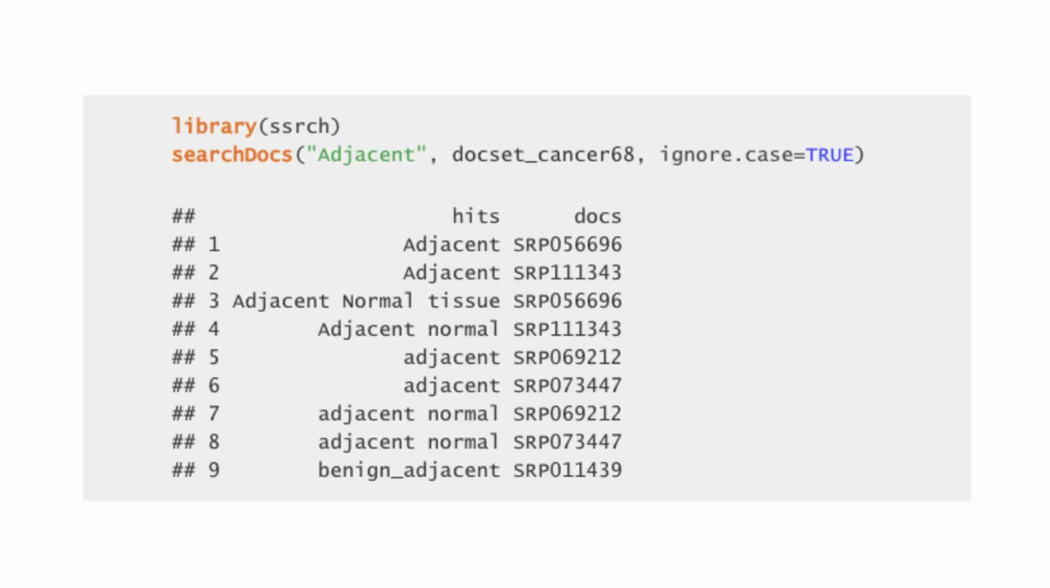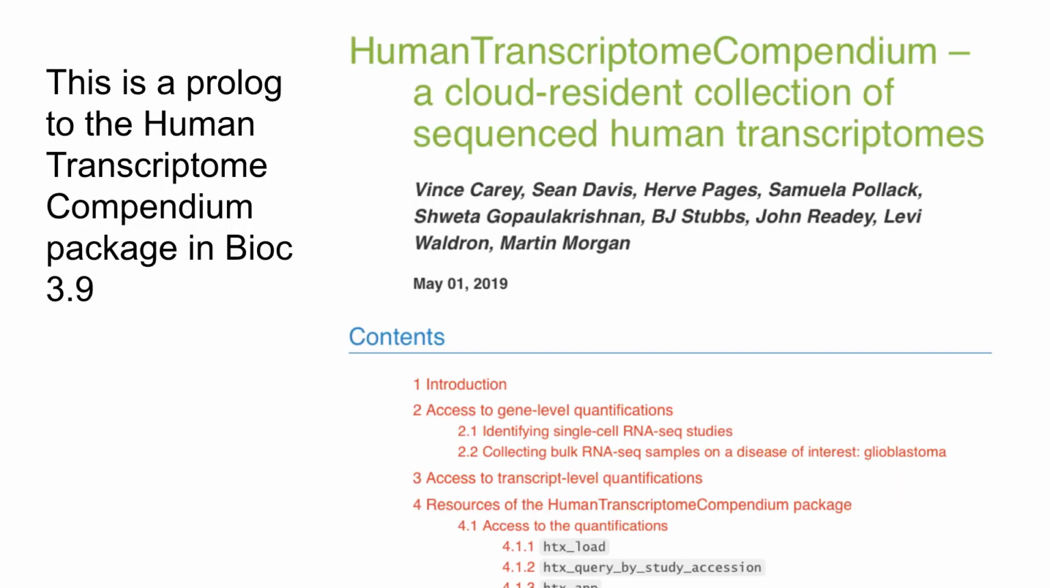Well, I can't solve that problem, but I can give you access to that information, then you can start solving it, right? Here is what we use: search docs is a function that can take something you want to search for, take a document set, and give you back all the documents that make use of that token. Okay? And so that's a prologue to this Human Transcriptome Compendium.